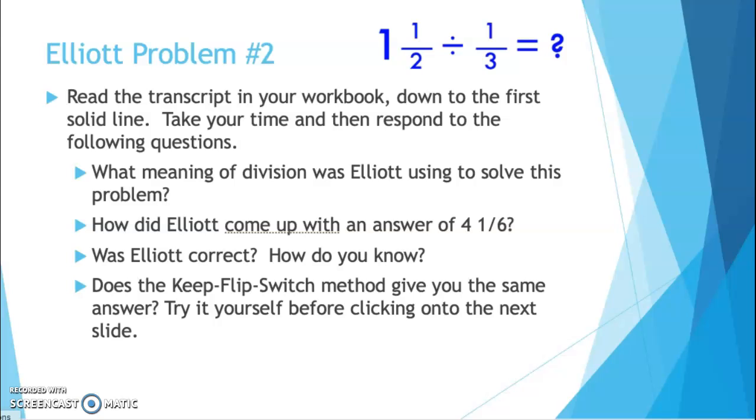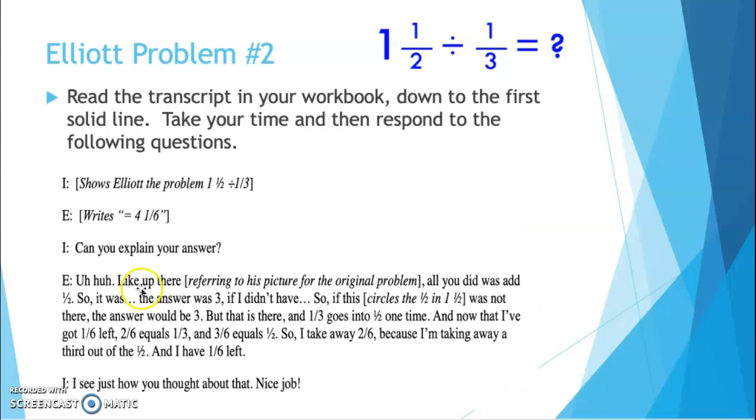Okay, this is the second Elliott problem. So again, you're reading the transcript, reviewing the questions, and let's see what we come up with. The instructor shows Elliott the problem 1 1/2 divided by 1/3. Elliott immediately writes 4 1/6. "Some mental math, maybe? Can you explain your answer?" asked the teacher.